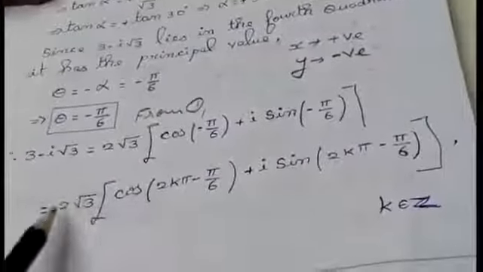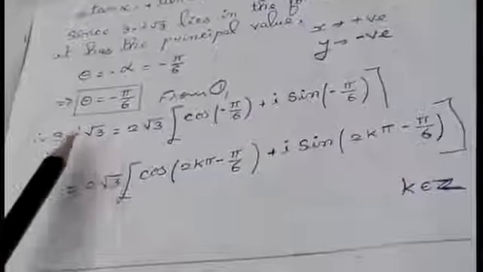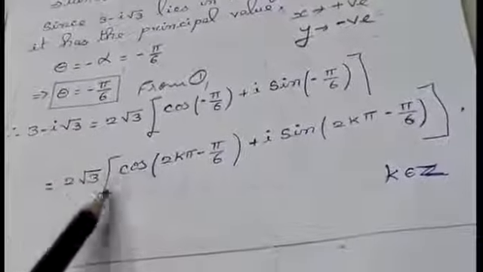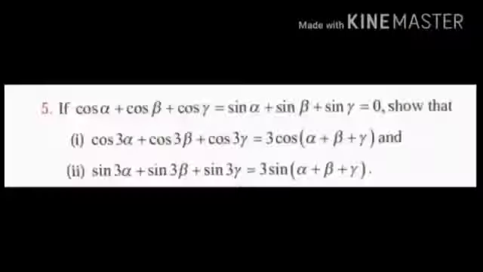That is what is 3 minus i root 3. I have written it in polar form. What is the polar form, students? 2 root 3 into cos 2k.